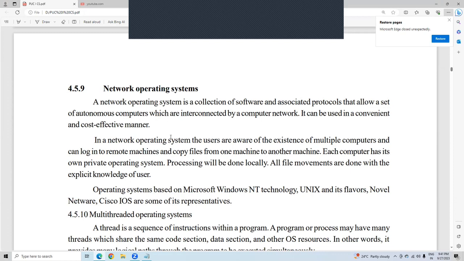Assume that there are 10 computers connected to the server and one printer is attached to the server. Any user who is sitting at one of these 10 computers, if he says print, it will print on the same printer which is attached to the server, right? Like this, even resource sharing can be done, right? Operating systems based on NOS are Microsoft Windows NT technology, Unix and its flavors, like Novell NetWare and Cisco IOS, are some of its representatives.